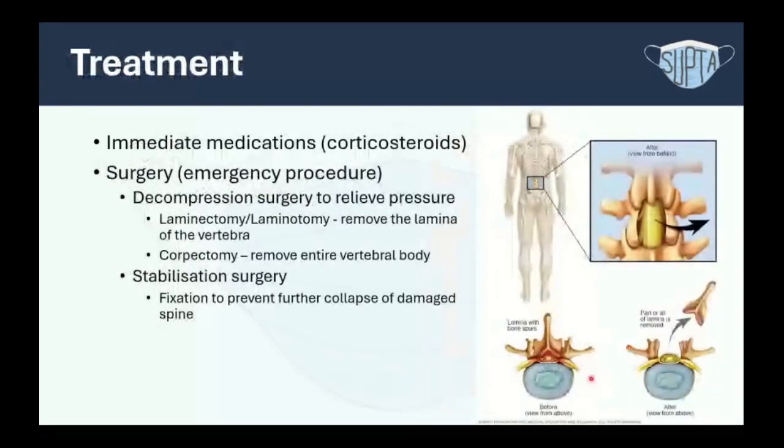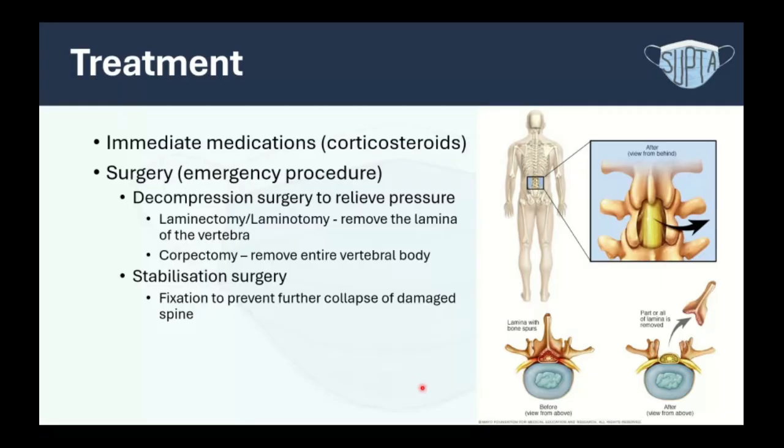Okay, so looking at treatment. For immediate medication, you probably give corticosteroids, because it's a compression, to reduce the inflammation in that area. And you would get surgery for this as an emergency procedure, because a compressed spinal cord is very dangerous. So you can get decompression surgery to relieve the pressure basically.